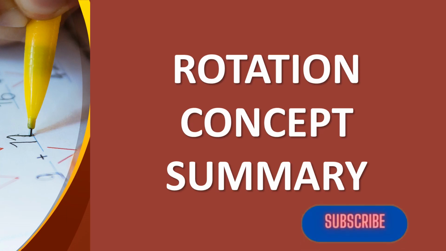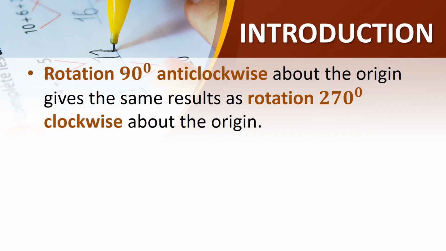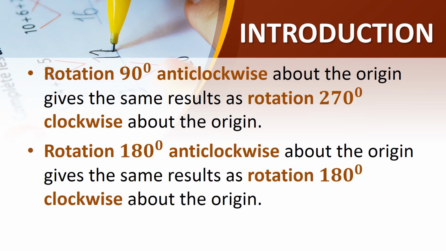In this lesson, I would like us to look at the various types of rotation and how to derive their respective formulas without struggle. In our previous lesson, we discovered that rotation 90 degrees anticlockwise about the origin will produce the same result as rotation 270 degrees clockwise about the origin.